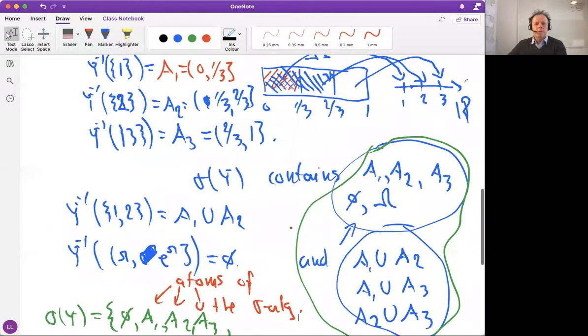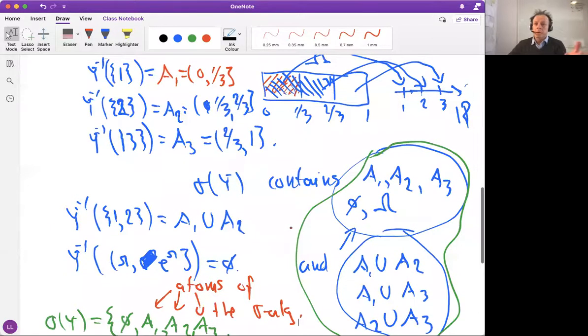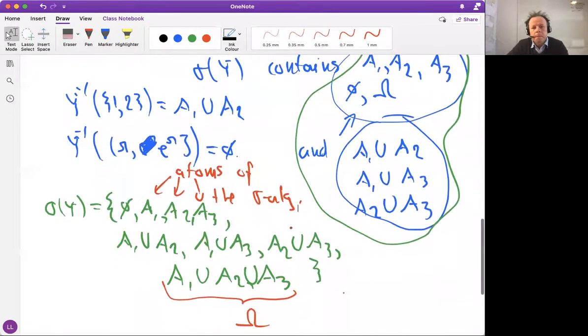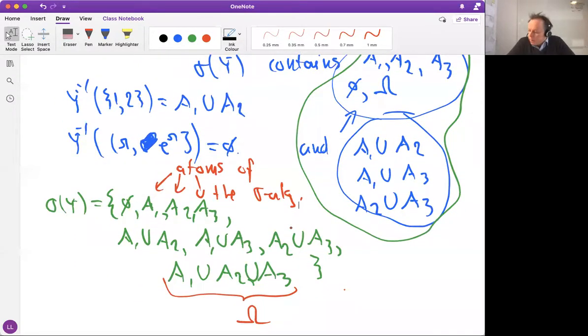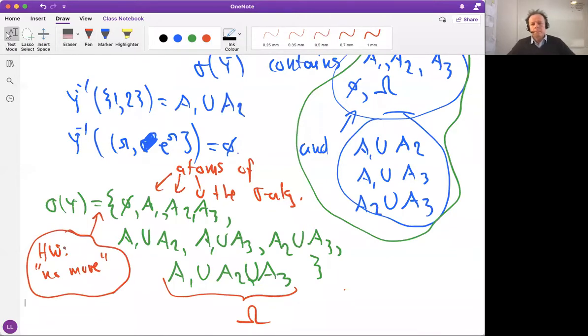And that's the way to look at one concrete example of the setting. Do you have questions about this example? One point: I didn't prove yet that there's no more, but that would be homework. No more. That's your homework.